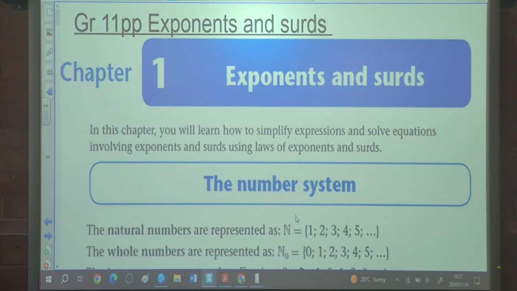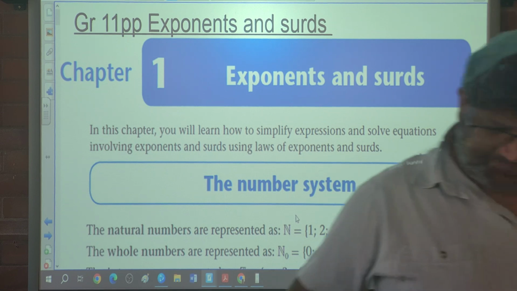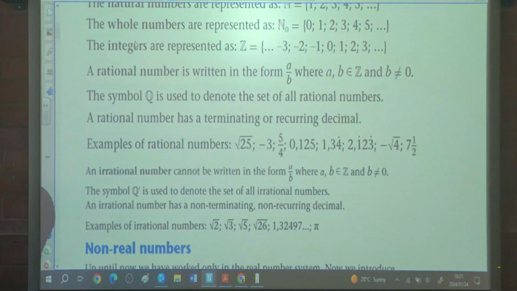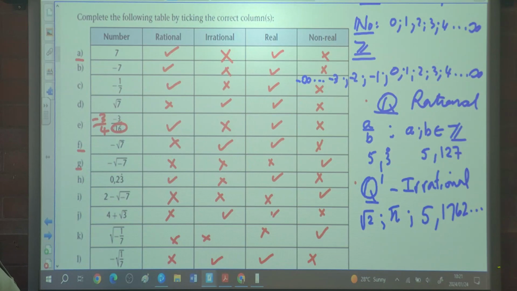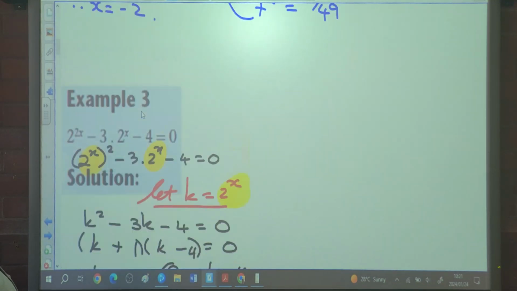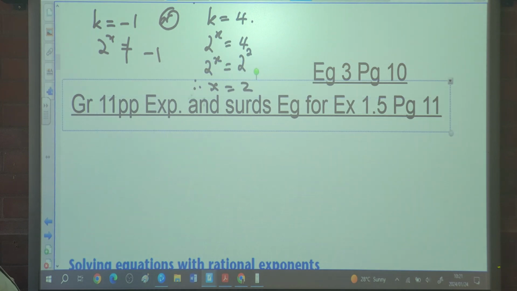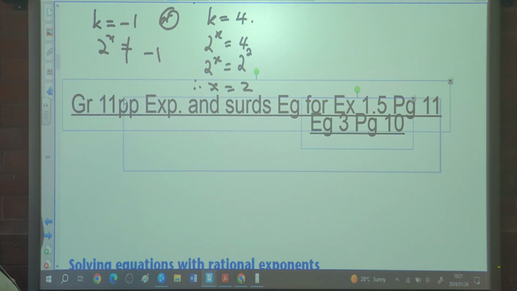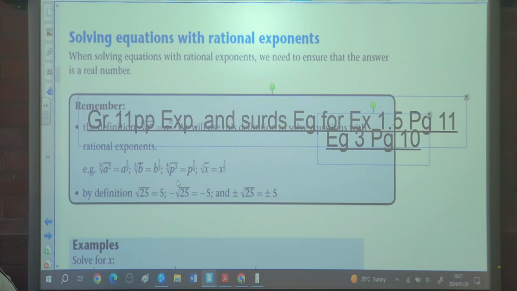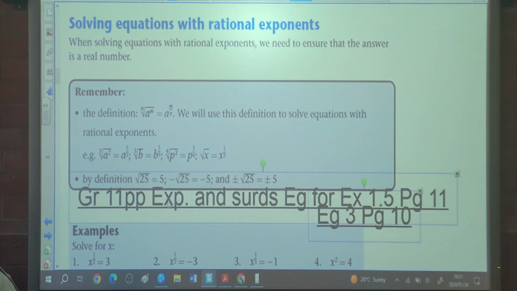Okay, good morning class. So today we're looking at exponents and surds. Solving equations with rational exponents.